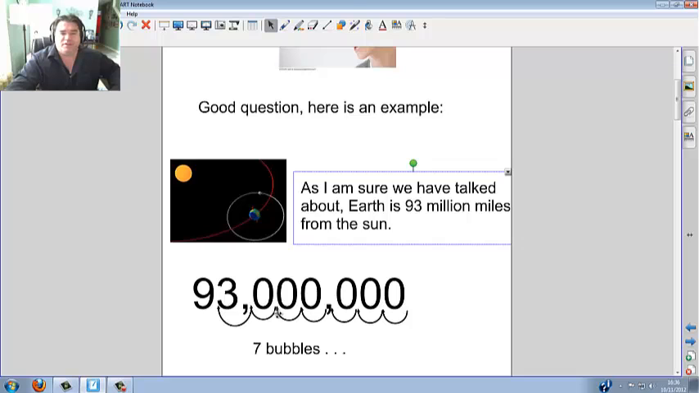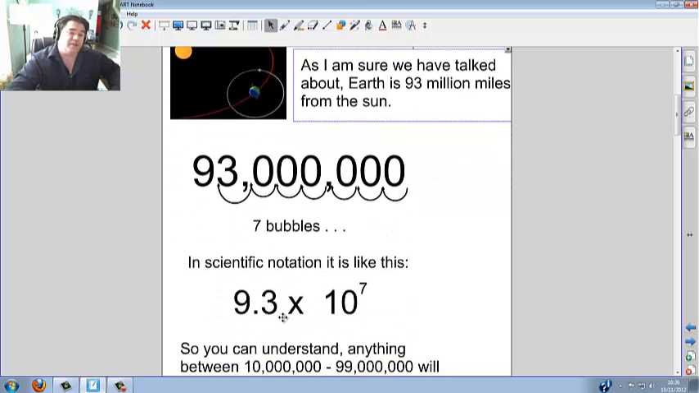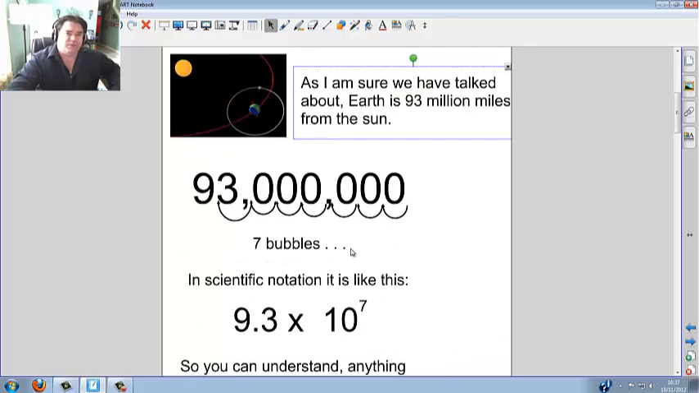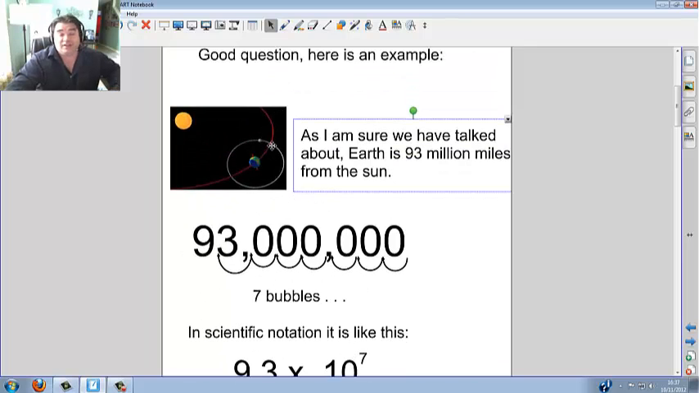So 93,000,000. If you notice, there's 7 bubbles between 9.3 and the end. So 9.3 times 10 to the 7. As you can understand, anything between 10 million and 99 million fills up the 10 to the 7th power. Now, why is that important, by the way? Actually, our survivability on Earth is within 10 million miles from where we are.